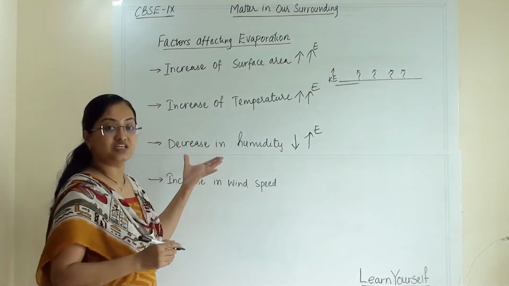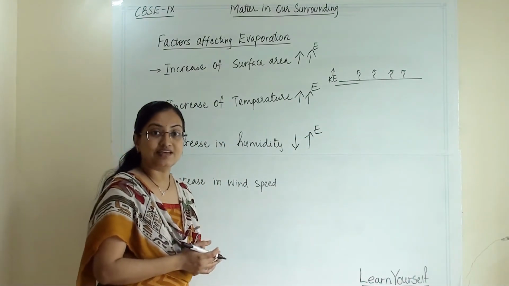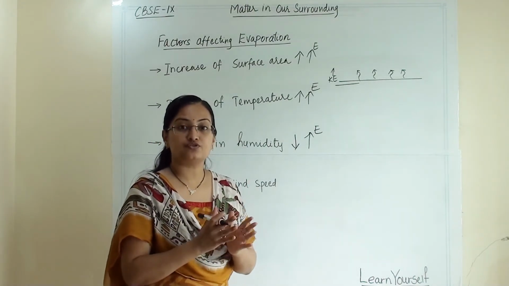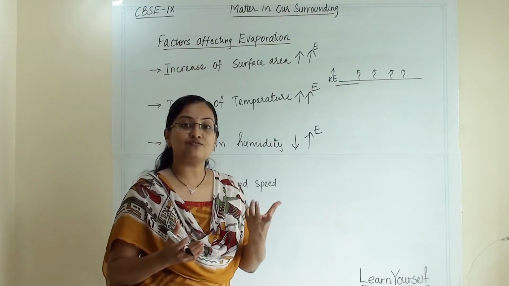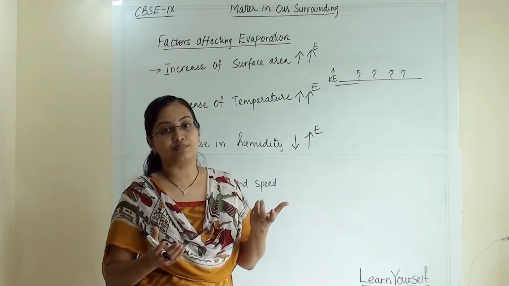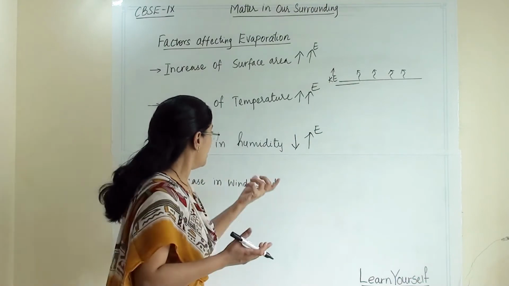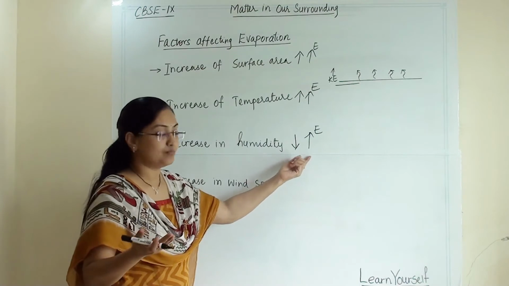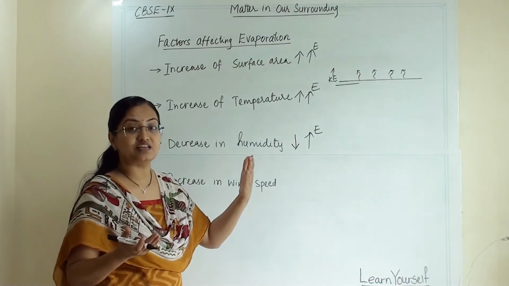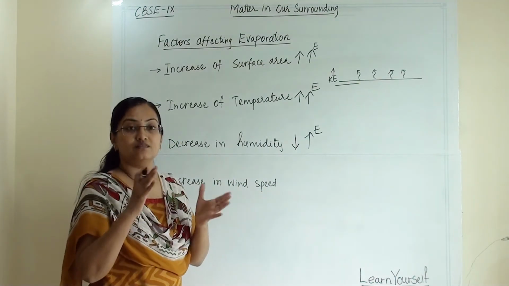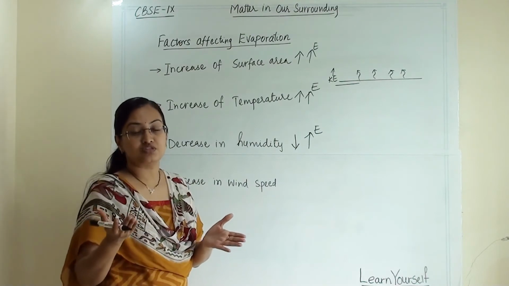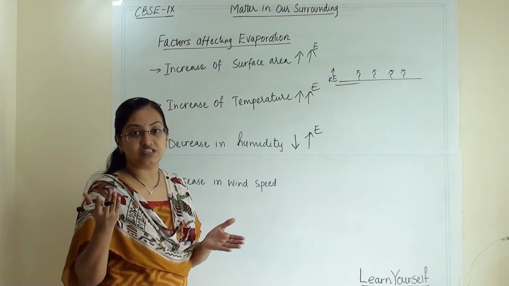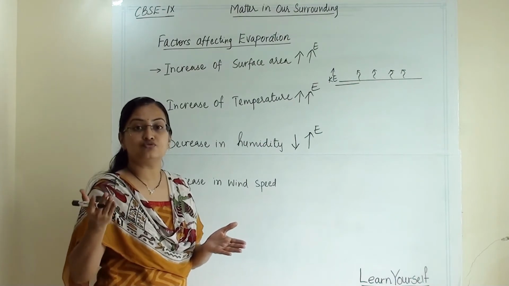If the humidity is more in the atmosphere, then there are already water droplets present in the atmosphere. So the atmospheric air will not hold more water vapor. So as humidity decreases, the evaporation rate will be higher. But if the humidity increases, you can compare this with the monsoon season. In the monsoon season, there is enough humidity in the air, so it will take time to dry the clothes.